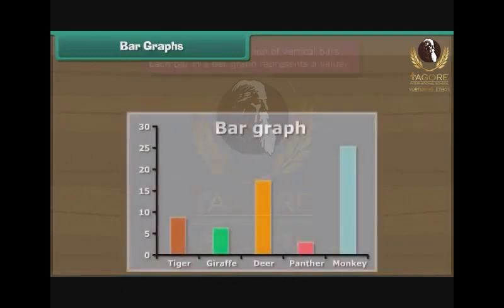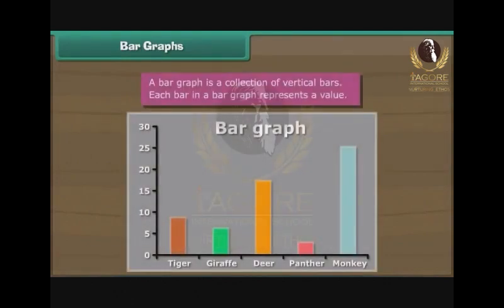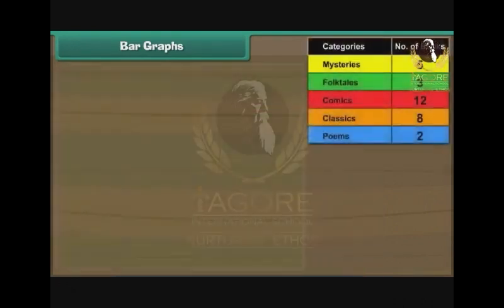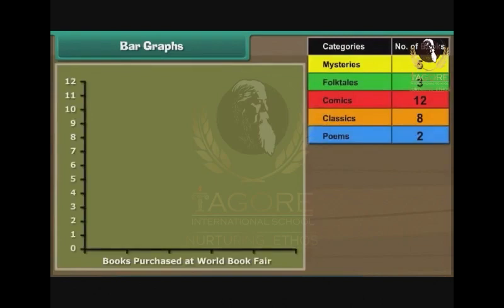Bar graphs. A bar graph is a collection of vertical bars. Each bar in a bar graph represents a value. Let us now organize Ravi's data in the form of bar graphs. We first draw a bar 5 centimeters tall to represent mysteries. Then we draw a bar 3 centimeters tall to represent folk tales.